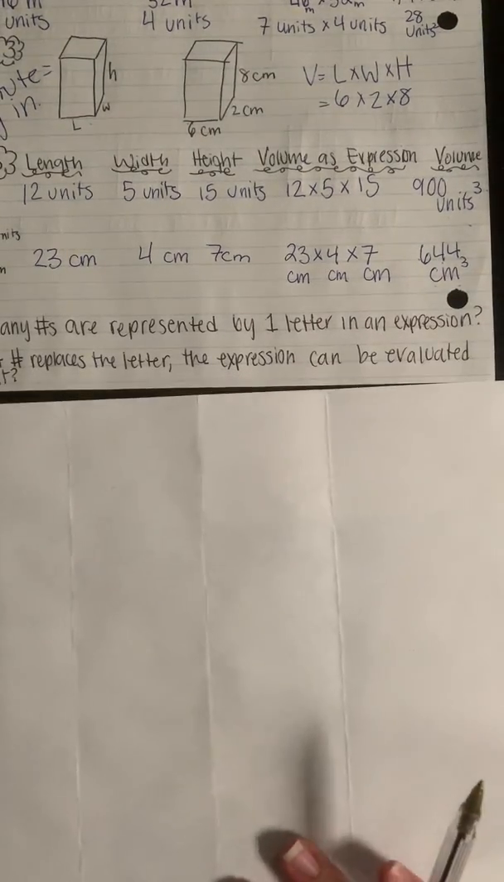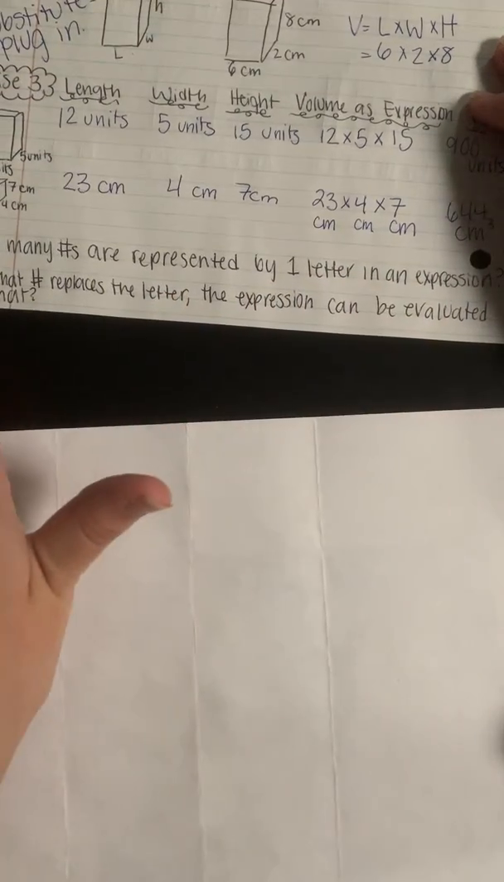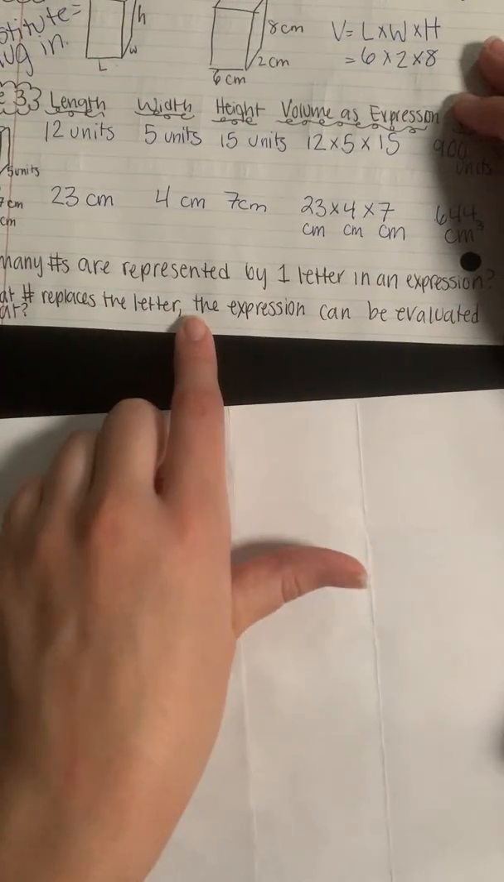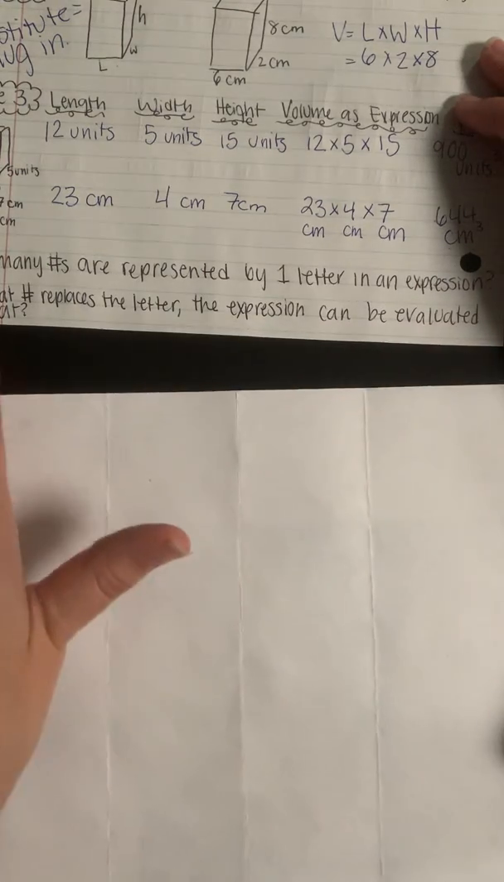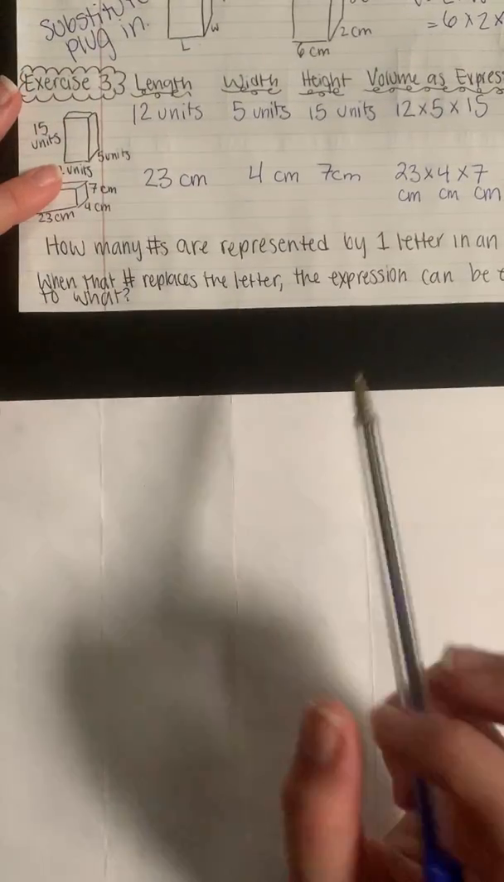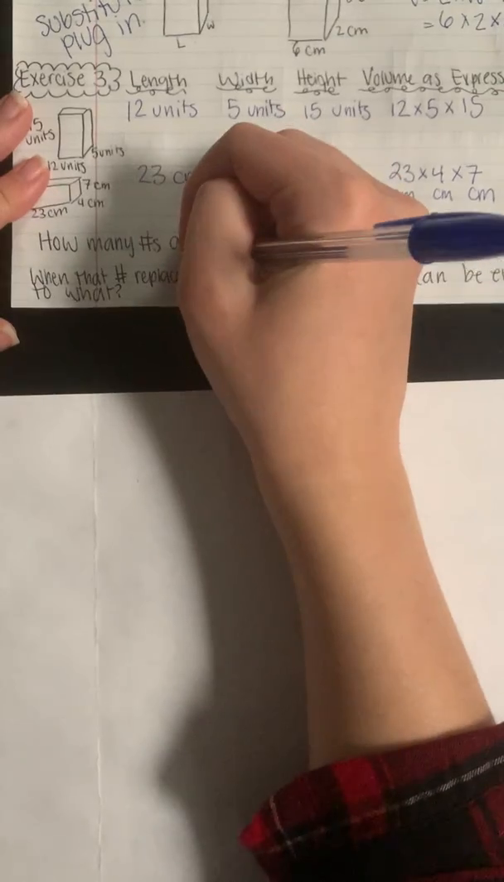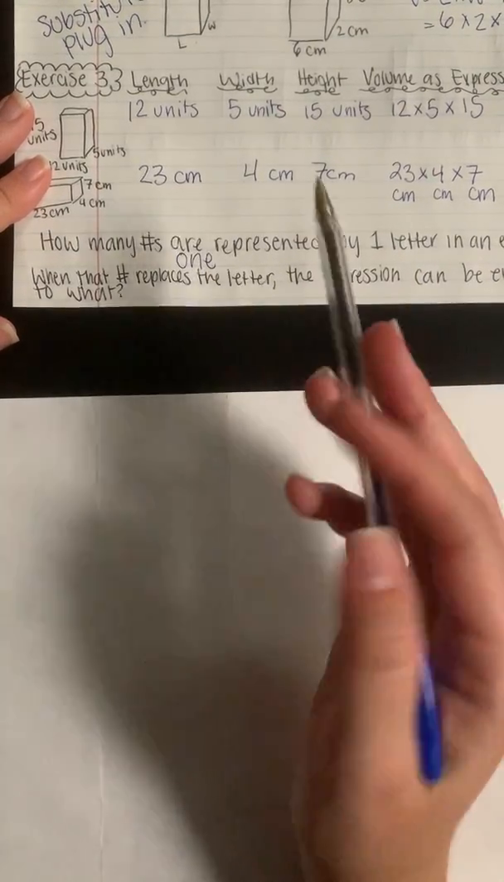All right, so for your closing, you have 2 little mini questions. How many numbers are represented by one letter in an expression? And when that number replaces the letter, the expression can be evaluated to what? So go ahead and write your answers, and then you can unpause to check what the actual answers are. So I'm going to write the actual answers now. 1 and 1 number.